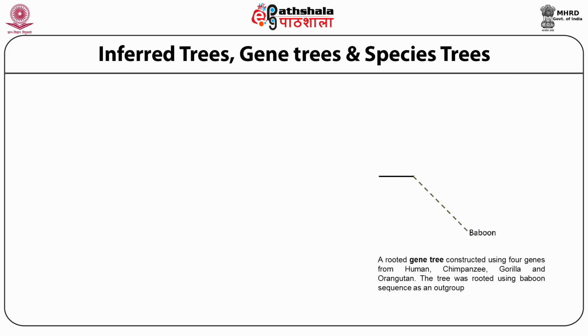Inferred trees, gene trees and species trees. A rooted gene tree constructed using 4 genes from human, chimpanzee, gorilla and orangutan is shown here. The tree was rooted using a baboon sequence as an outgroup. So we have an outgroup here, based on which the tree is rooted.